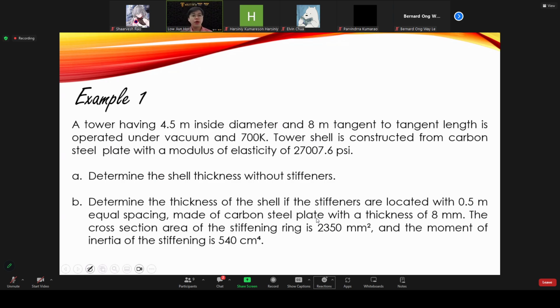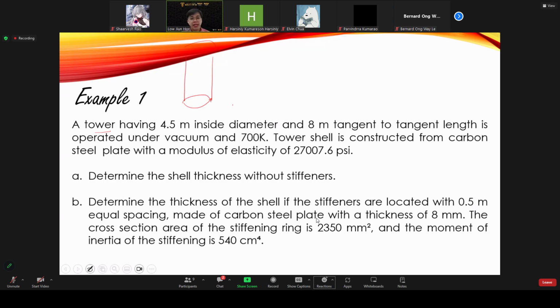Okay, so now we go to example 1. Now I will show you an example of how to apply the steps and equations that I explained just now. A tower: you assume it is a cylindrical tower. Normally the shape of the tower that we are going to construct is cylindrical. And a tower means the vertical one.